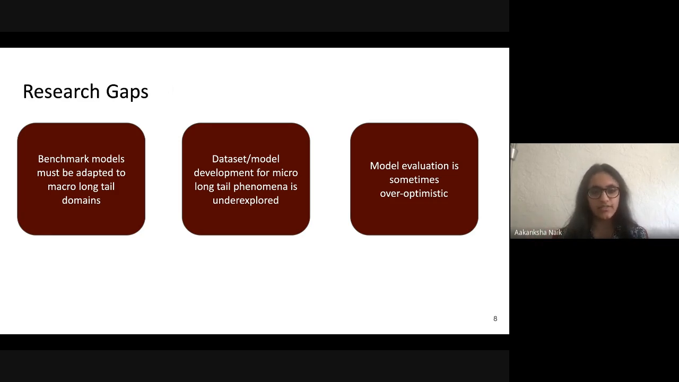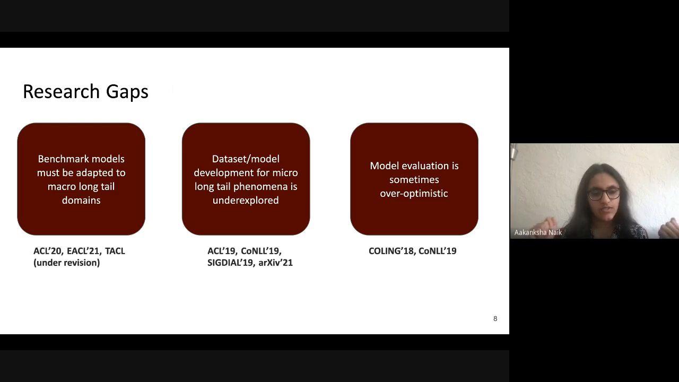The second big research gap is that there isn't a lot of focus on developing data sets and models that focus specifically on certain micro level long tail phenomena. That is a slightly underexplored area. And the third big research gap is that, because we've been focusing model evaluation primarily on benchmarks, we are sometimes over optimistic, and we do not have a clear picture of the generalization abilities of our benchmark trained models to different long tail domains and phenomena.